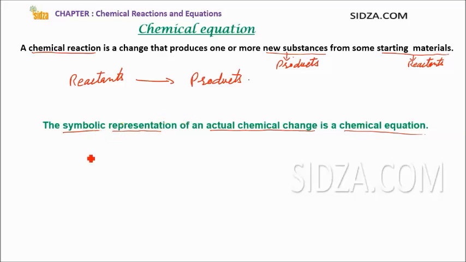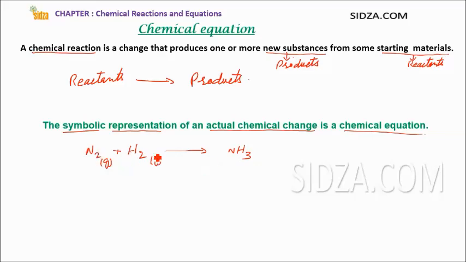Suppose we take some reactants, nitrogen and hydrogen, two gases. Nitrogen gas is represented as N2, right? The formula of nitrogen is N2 and hydrogen is H2. When nitrogen gas reacts with hydrogen gas, these two substances get converted into another substance called ammonia, and ammonia has the formula NH3.